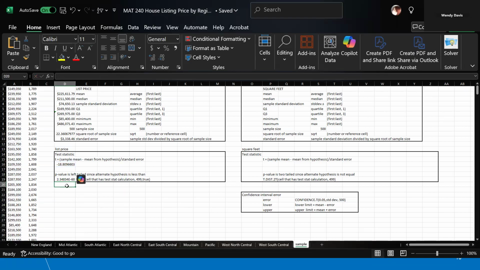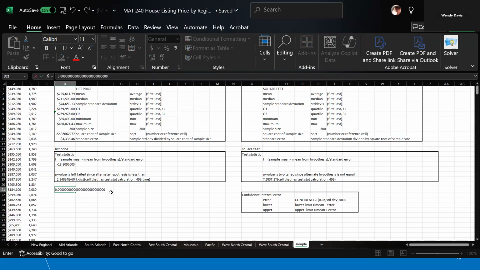Okay, so that's our p-value. Now, what is a p-value? P-values are probabilities. They have to be between 0 and 1. So what does 2.34 E minus 60 mean? It means move that decimal left 60 times. So that's like 0.0, a whole bunch of zeros, and then at the end, 234. Now, obviously, that's not moving it 60 times, but that is practically 0.